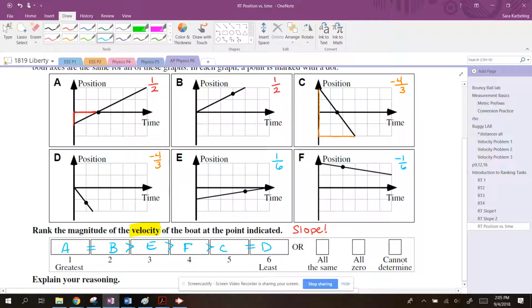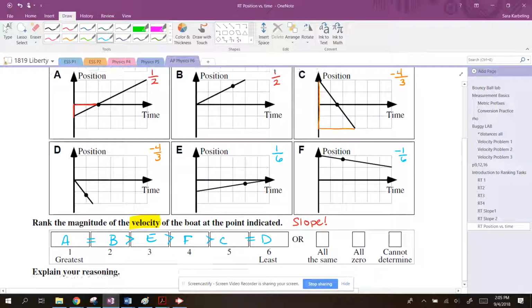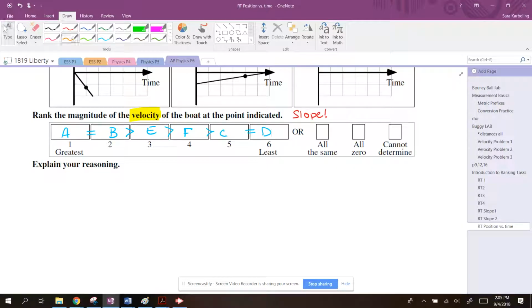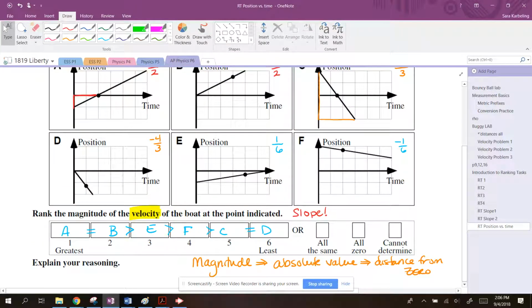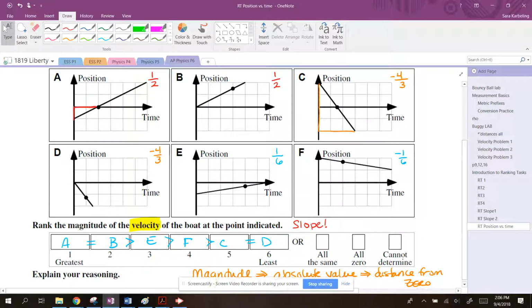Yeah. So here's the one thing to write down, maybe in these notes of yours. Because this is one of those things that we're going to have to really know. Magnitude can be written for our purposes as absolute value. Distance from 0. So now, does that change our rankings? Yes. So go ahead and rank it out again. One more time.